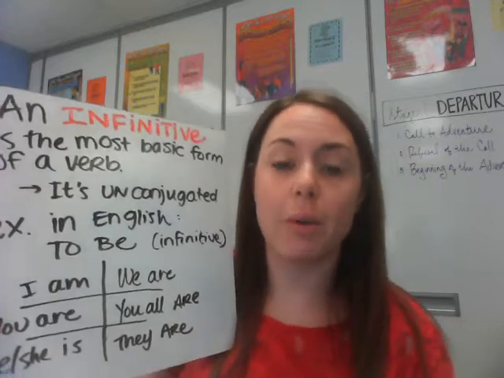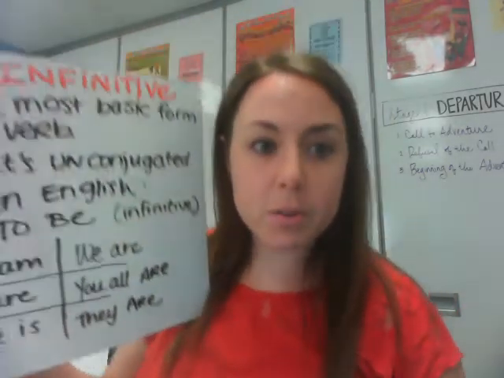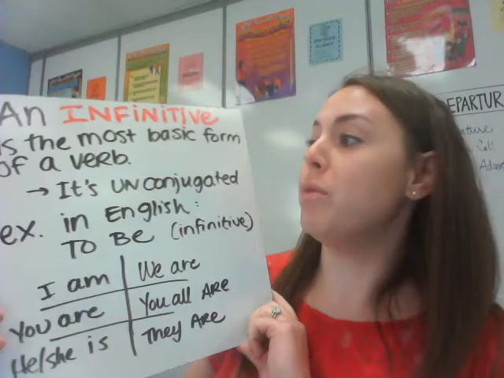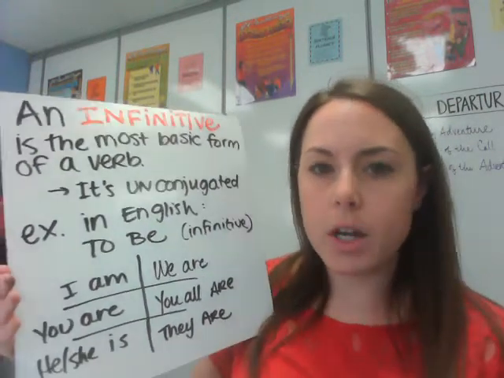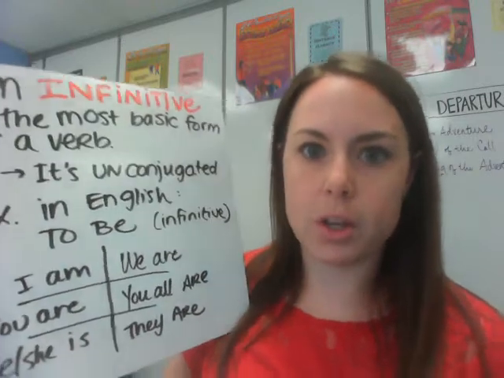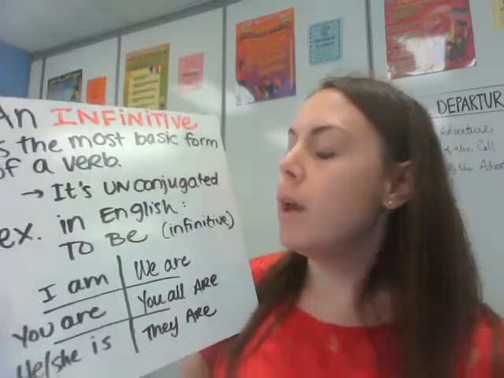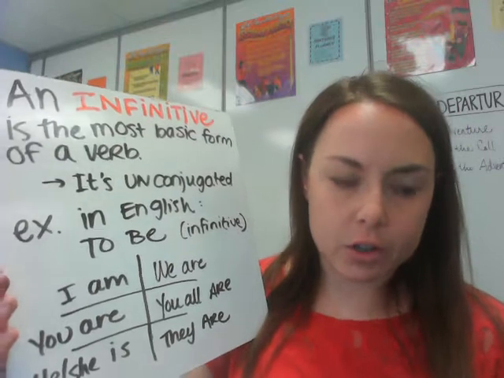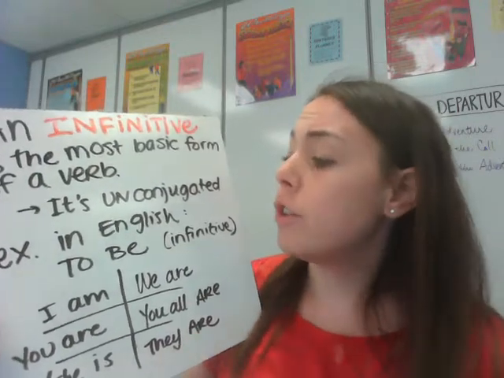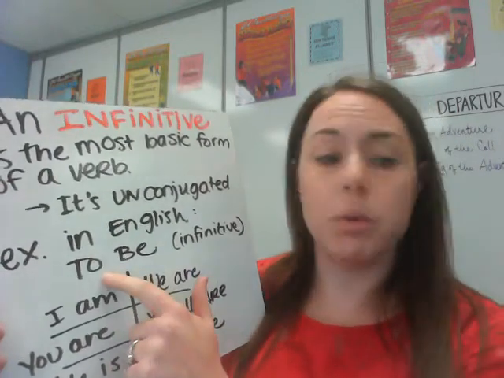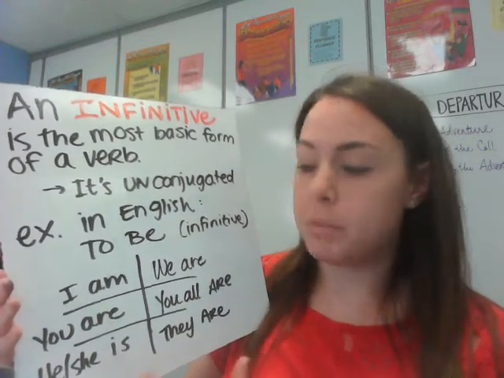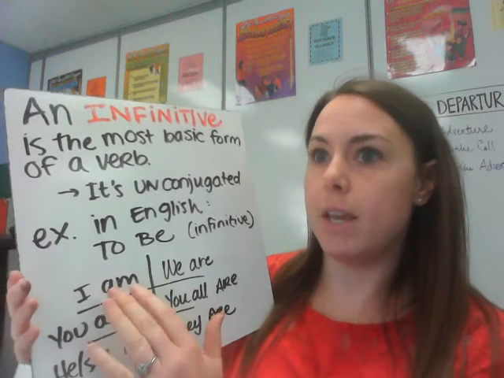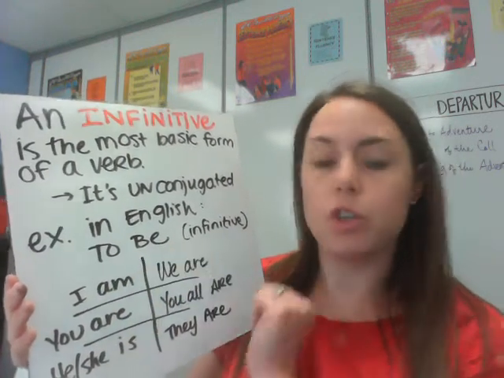This is a question that I will ask you many times throughout this year, so make sure that you know the definition of an infinitive. It's an unconjugated verb, and we'll talk more about conjugation as the year goes on. Let me give you an example in English: the verb to be. It's not yet been conjugated, which means it hasn't been taken from its original form.